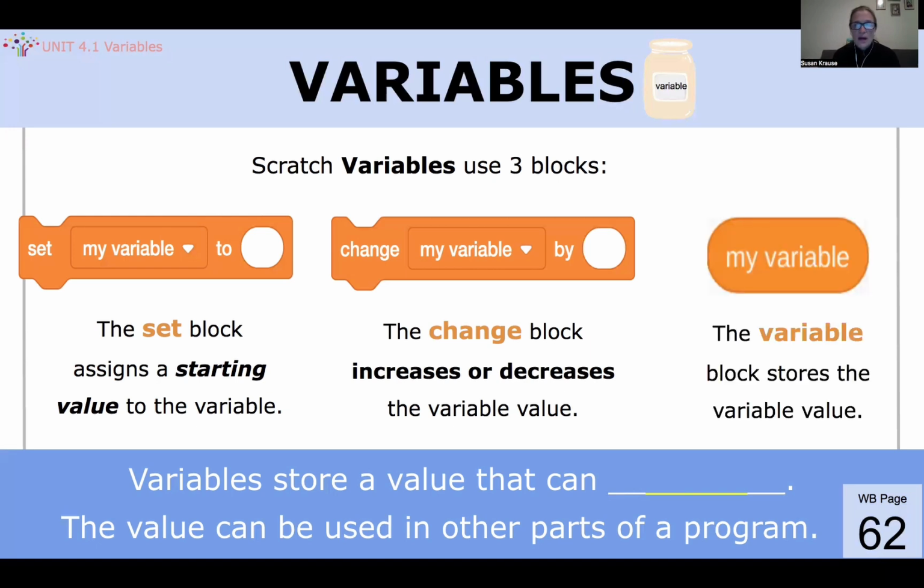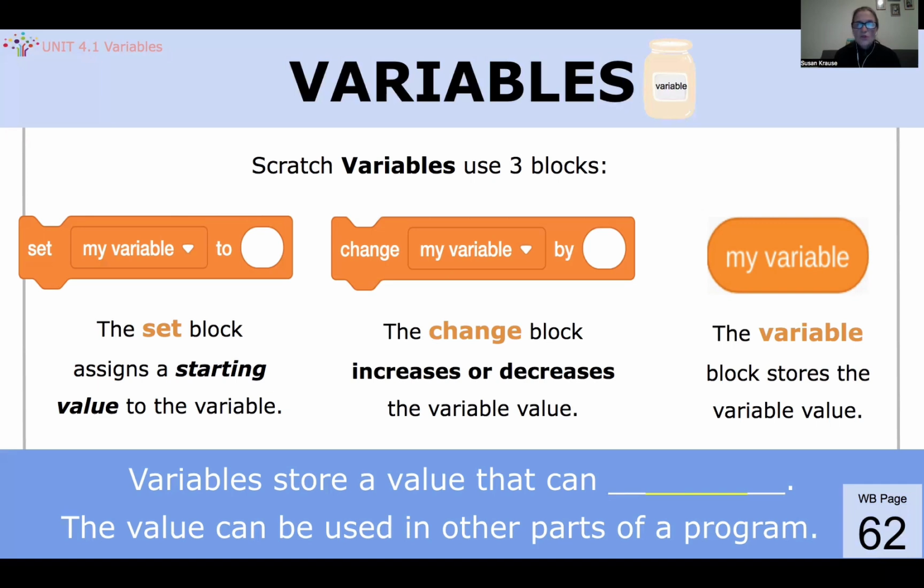And the oval-looking block is called my variable. So with variables in Scratch and in any programming language, the developer, the coder, is the one that creates the variables. The variables are not already created in Scratch. There's only one variable called my variable, and it's just a placeholder so that the developers and coders can create their own variables.